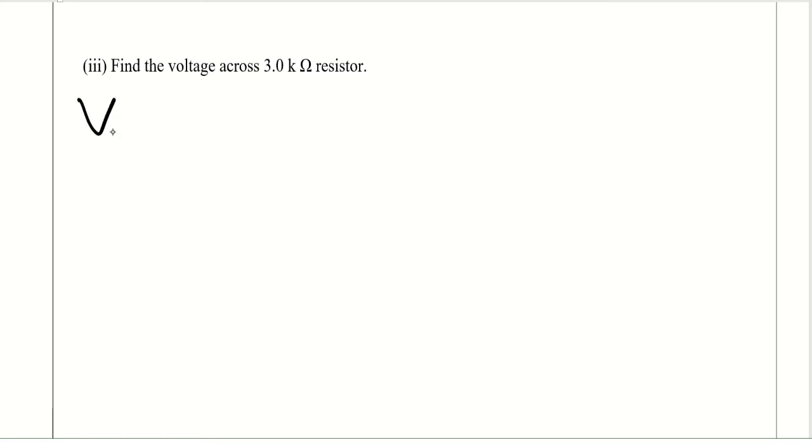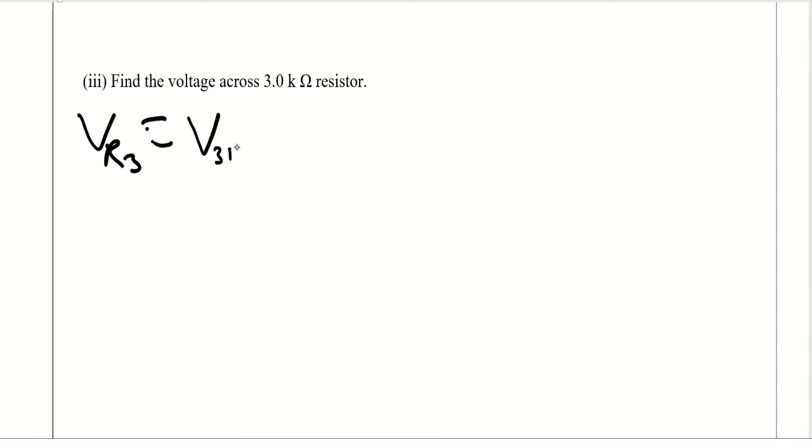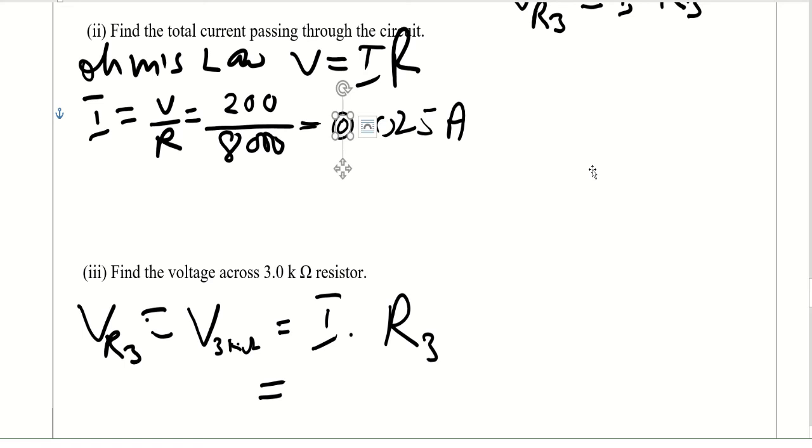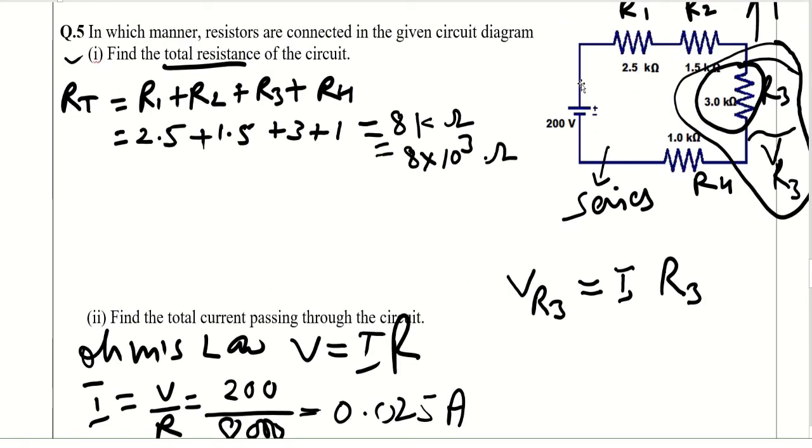So the voltage across R3, or we can write it like this also, the voltage across 3 kilo ohm, is equal to I multiplied by R3. We already calculated in part 2 how much current is passing here. This is the amount of the current, 0.025 ampere is passing in the circuit, and this current is coming from the source.